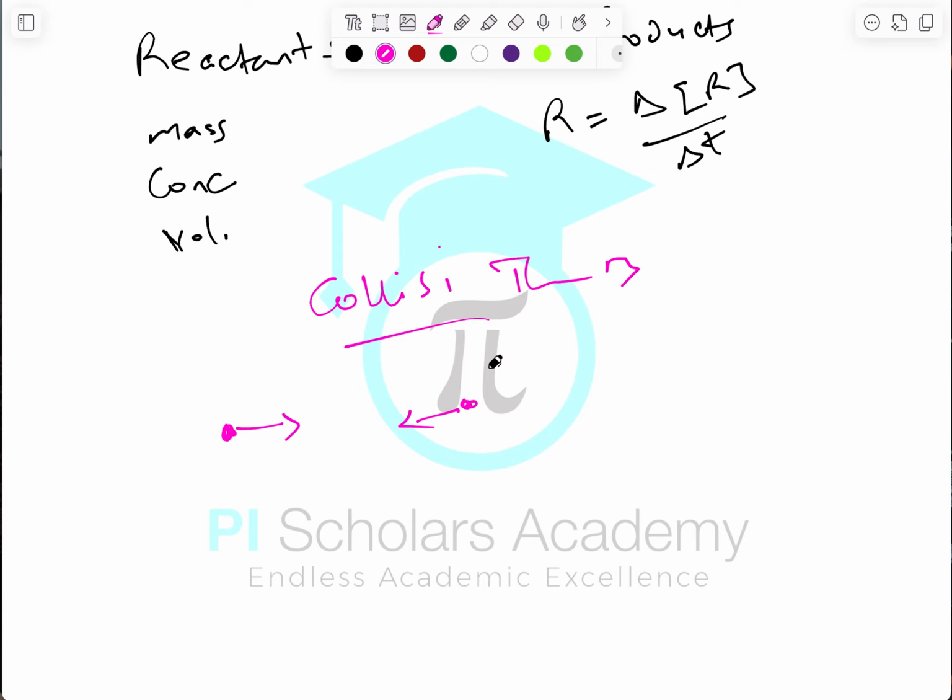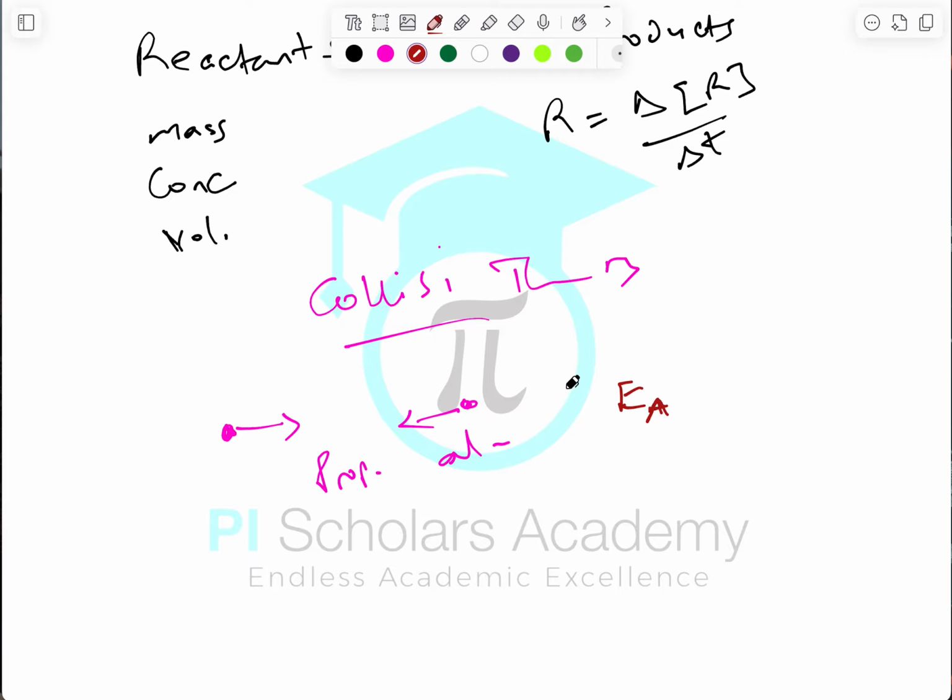For instance, the particles must be properly aligned. They must be properly aligned together. And not only that, they need a certain amount of energy before the reaction can happen. So let's say, for instance, they need to absorb this amount of energy. And this amount of energy that they need to absorb before the reaction can take place is called the activation energy, denoted as EA.